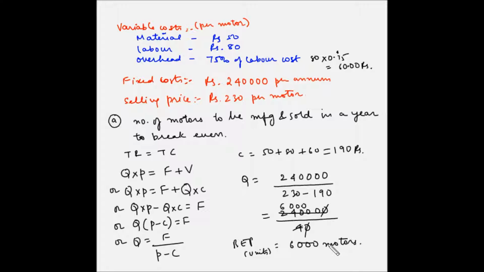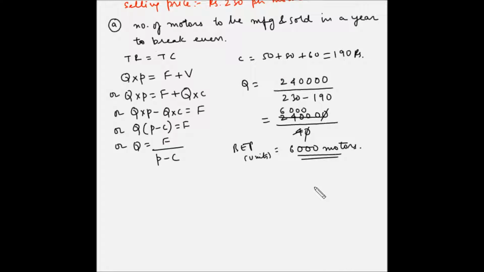So in other terms, the number of motors to be manufactured and sold in a year in order to break even is 6000 motors. Now let's move to the next one, which is we have to find out the number of motors to be made and sold in order to make a profit of rupees 1 lakh per year. So this was the case where we wanted to find out the number of motors to be manufactured and sold in order to have a no profit, no loss.